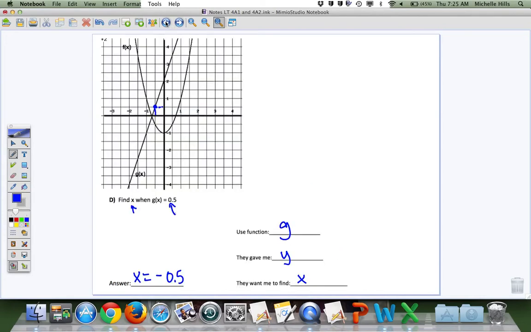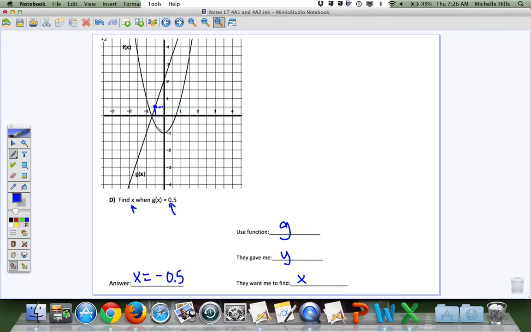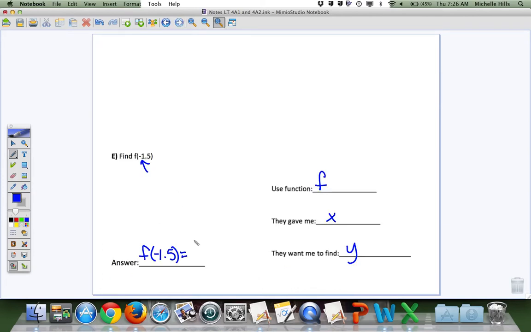And actually I did one similar to that I wanted to look at, but f of -1.5, and I don't have my graph here, so use function f. The number they gave me is inside the parentheses, so they gave me x, which means they want me to find y. So x is -1.5, using function f. I stay with my -1.5 for x values, go across to find my y value, and it is at 3.5.